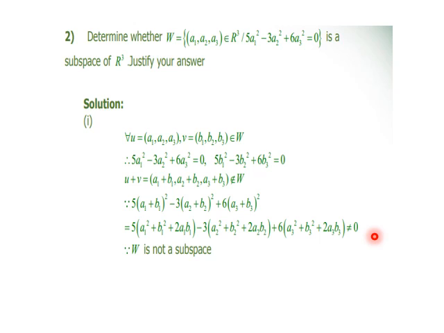Therefore, we will conclude that W is not a subspace of R cube. The first condition, u plus v belonging to W, itself is not satisfied. So, we are not going to go for the second condition. So W is not a subspace of R cube.